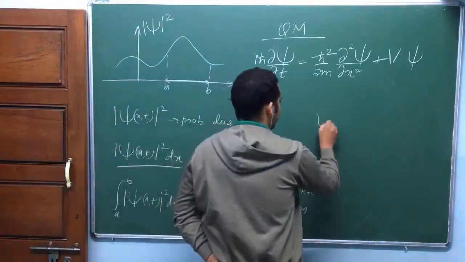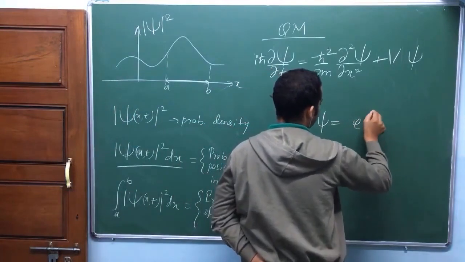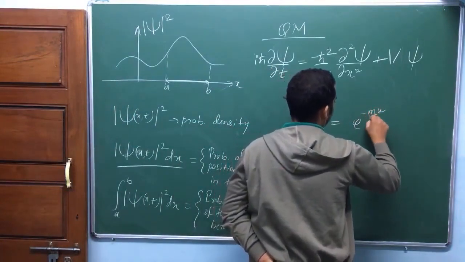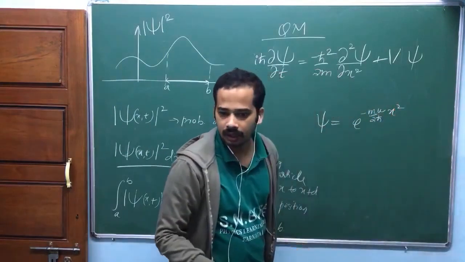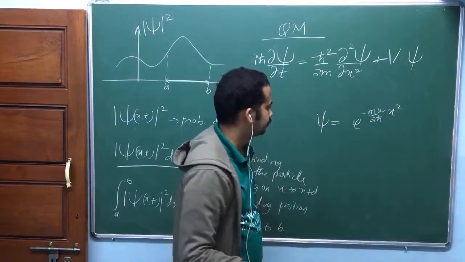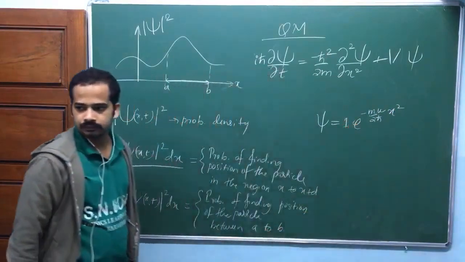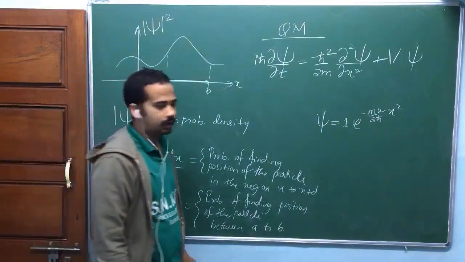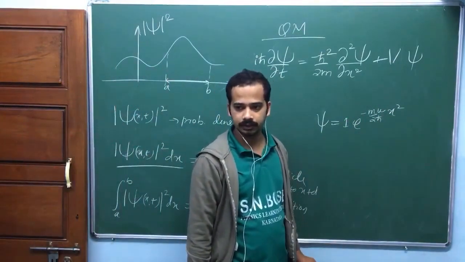Wait, one second. Suppose you have taken psi equal to some e power minus m omega by 2 h bar x square. This is the ground state of your harmonic oscillator. Some constant. No, wait a second. I'll put constant 1. Or I'll put constant 100. Whatever you put, that's a ground state only. We say like that. Is that okay?